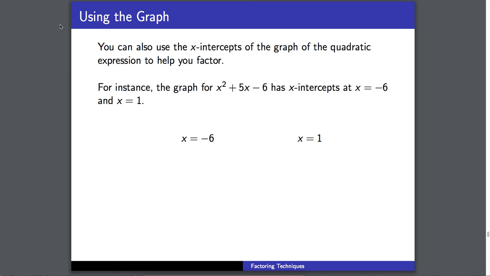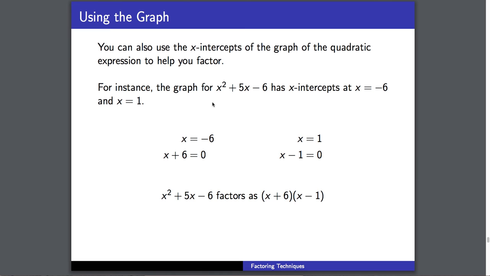So if we start with our answers of x equals negative 6 and x equals 1, if we get each one of these equal to 0, by, in this one, adding 6 to both sides to get x plus 6 equals 0. And for x equals 1, we could subtract 1 from both sides and get x minus 1. If we look at x plus 6 and x minus 1, if we multiply that out, we get x squared plus 5x minus 6.